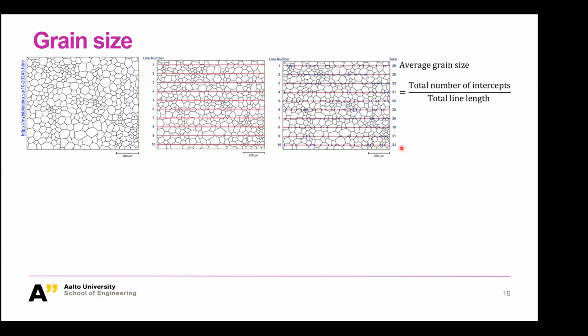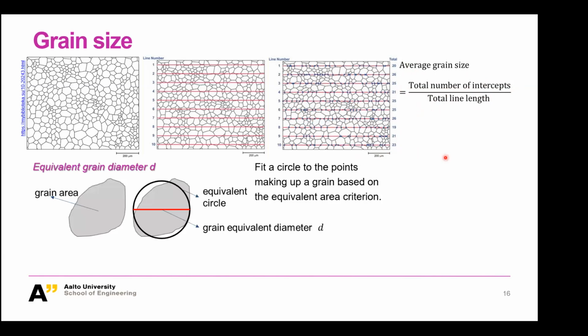But this way is not so accurate, so we have a more current way to define the grain size. Here, if you have a grain area like this, you need to fit this area to a circle that has an equivalent area with your grain. So this is called the equivalent circle of your grain. Then the diameter of the circle is named the grain equivalent diameter. It is one way to represent your grain size.